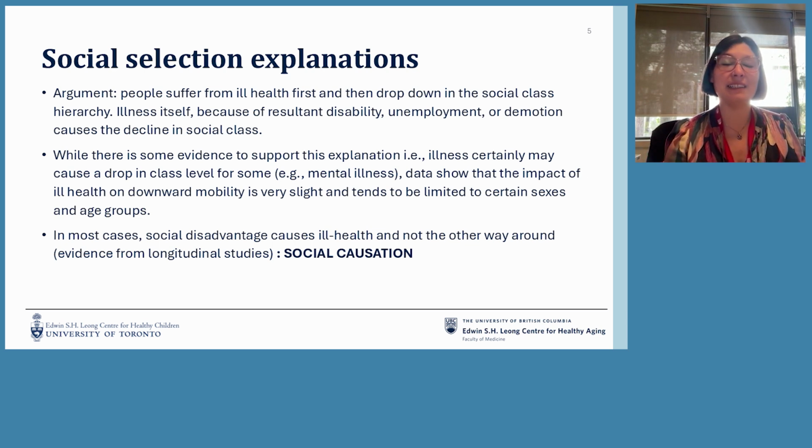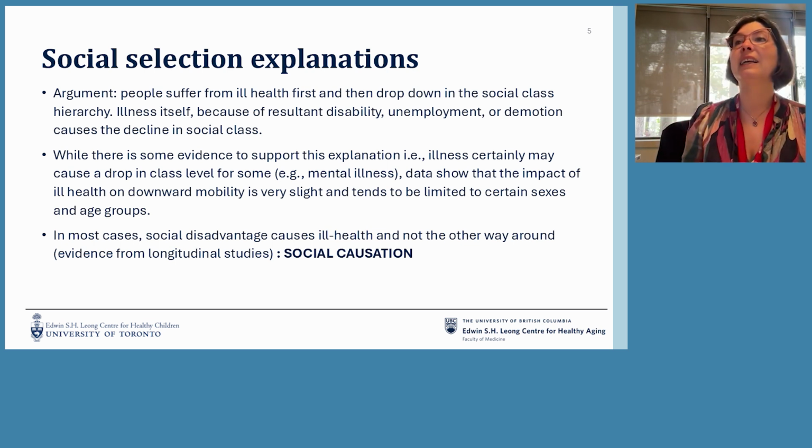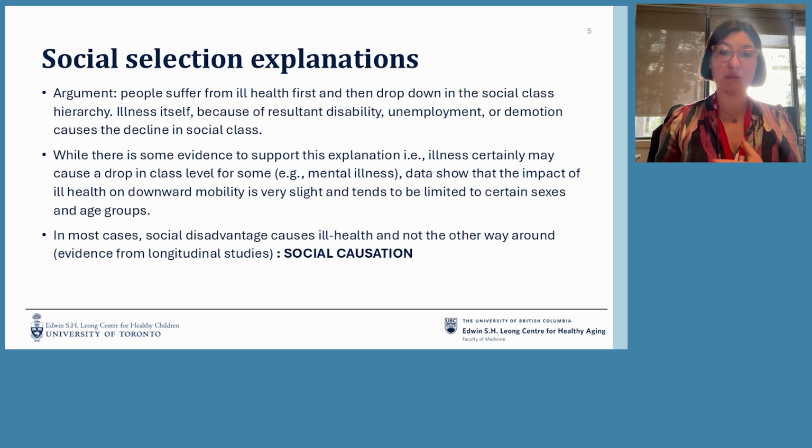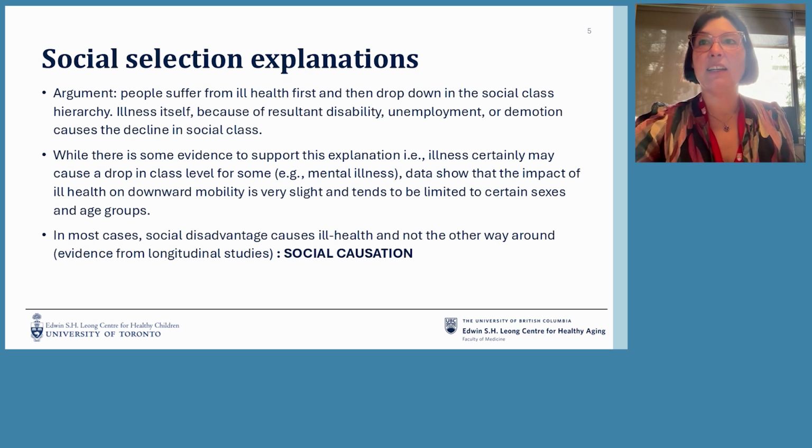For example, this illness may come from a disability or demotion that would then cause a decline in socioeconomic conditions. While there is some evidence to support this explanation, and clearly in part ill health or illness may cause more disadvantaged socioeconomic conditions, data generally shows that the impact of ill health on downward mobility is very slight and tends to be limited to certain sexes and age groups. In most cases, social disadvantage causes ill health and not the other way around.